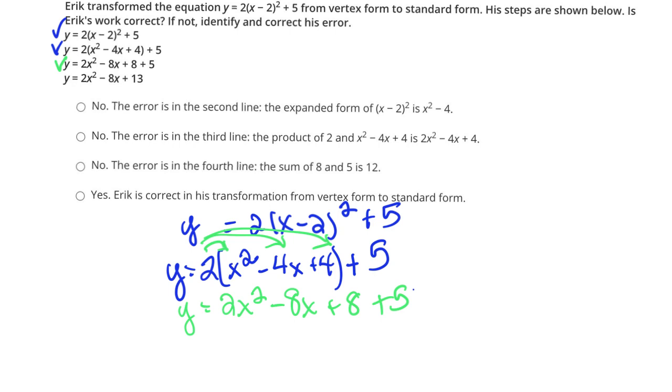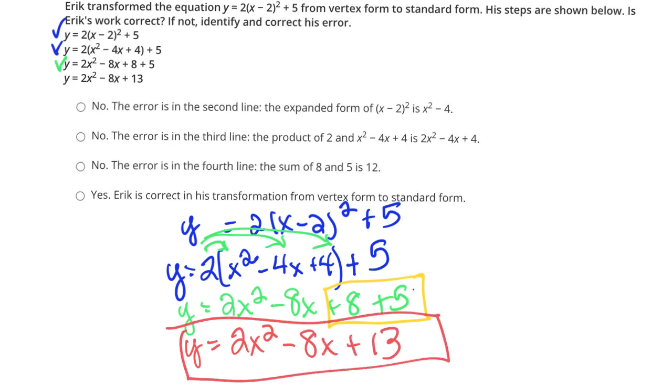Now my final step will be to combine my constants. And so my final answer will be y equals 2x squared minus 8x plus 13. This is in standard form. Let's see what Eric got. He got 2x squared minus 8x plus 13. So he is correct.